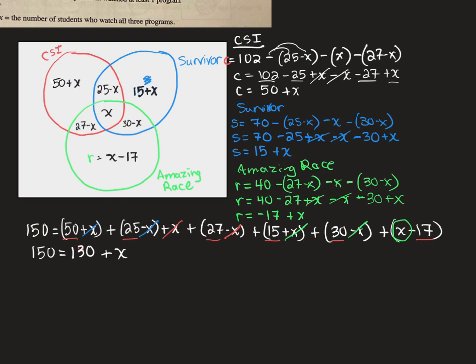Just subtract 130 on both sides and you get x is equal to 20. Whew, and it's a positive number too, so that's reassuring. So 20 people watched all 3 shows. Watched all 3. And there we go. I hope that helped.